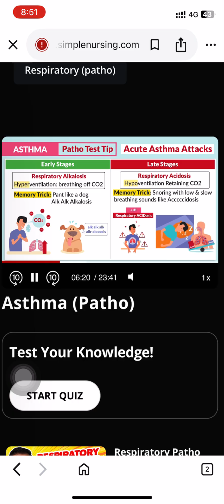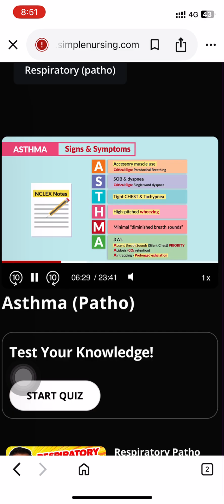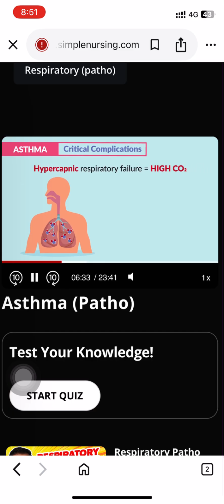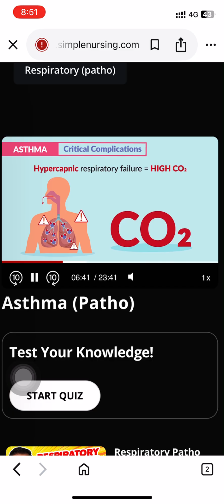So again, just think low and slow breathing, we retain a lot of CO2, that carbon dioxide. Now for the critical complications. If this carbon dioxide gets too high, it can lead to hypercapnic respiratory failure. We're just talking high CO2. The key term here is respiratory failure from that high carbon dioxide.